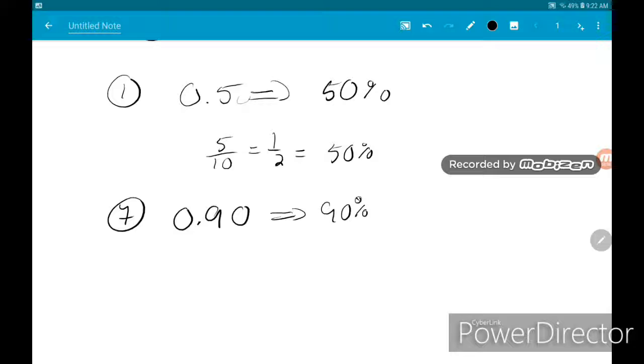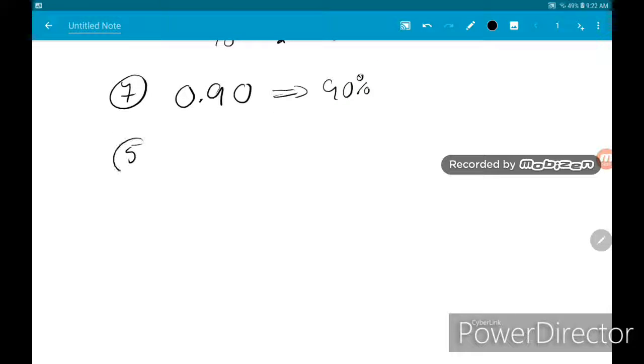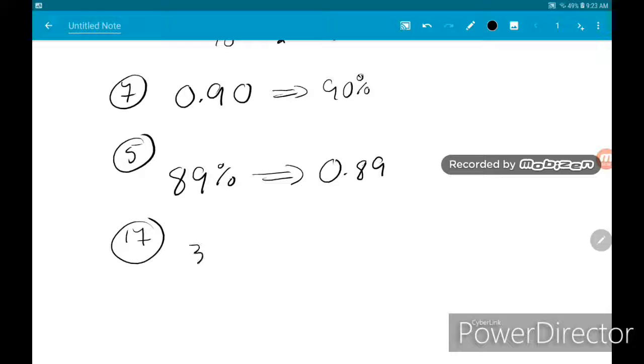Now we go from percentage to decimal. Look at number 5. 89%. 0.89. Move the decimal twice. 89%, 0.89. 17. 32%. 0.32. Very good. On this sheet, you should be perfectly right.